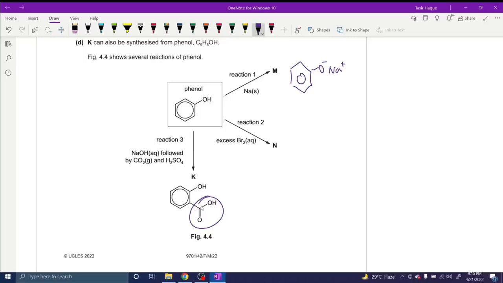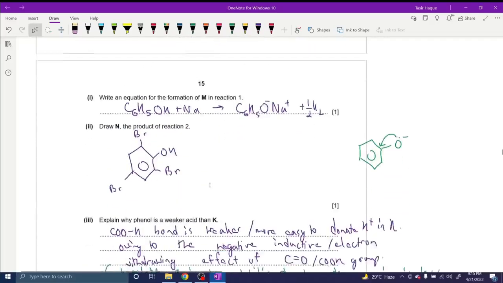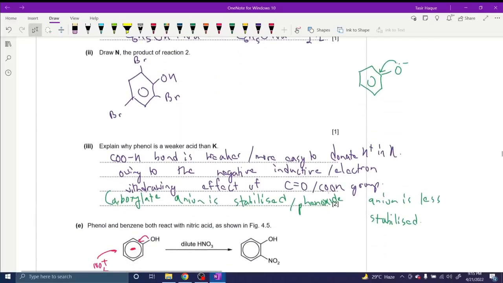However, what happens in the carboxylate ion is that mainly in COOH, the OH is attached to an electronegative carbonyl group, the C double bond O group, right? So it actually weakens the OH bond, which facilitates the release of H⁺. Also, the carboxylate anion is stabilized by the presence of this electronegative oxygen. So two reasons add up to this. The O–H bond is weaker, or you could say it is easier to donate H⁺ in K.